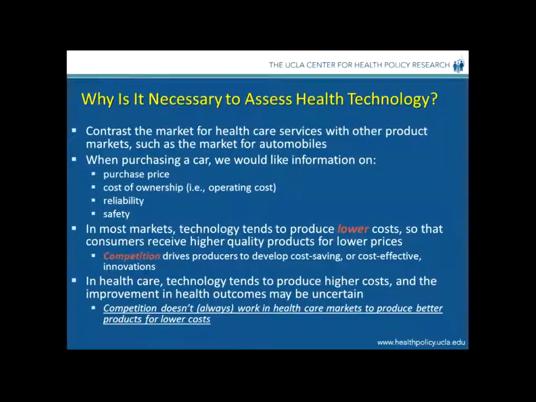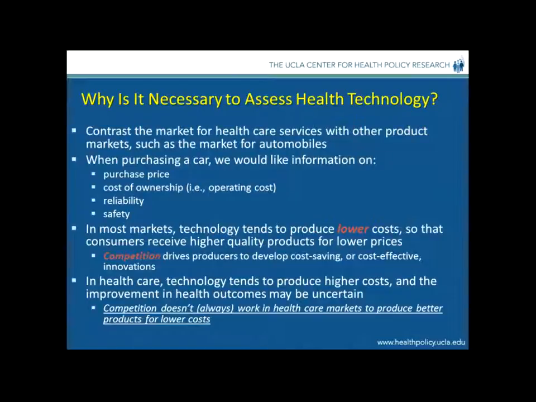So what we've seen is a dramatic increase in quality, reliability, and maybe most importantly, safety of cars without this tremendous run-up in the price of cars, because competition has worked in that marketplace to drive producers to develop cost-saving or cost-effective innovations. But in healthcare, technology often, not always, but often tends to produce higher costs, and the improvement in health outcomes may be uncertain.